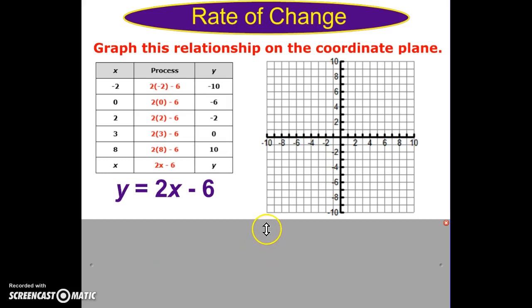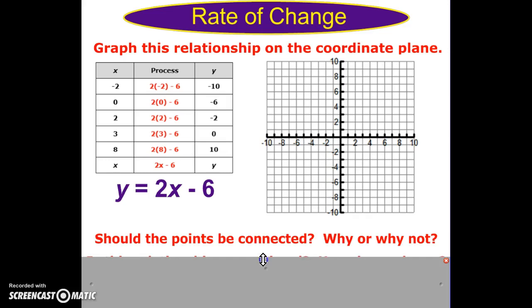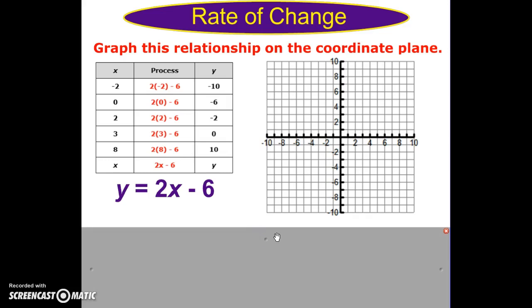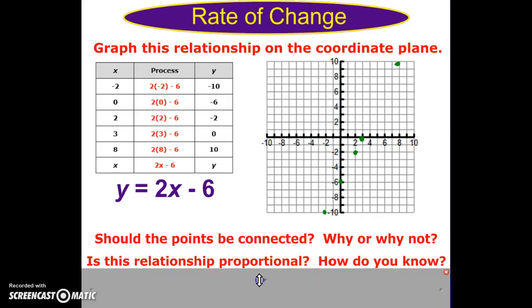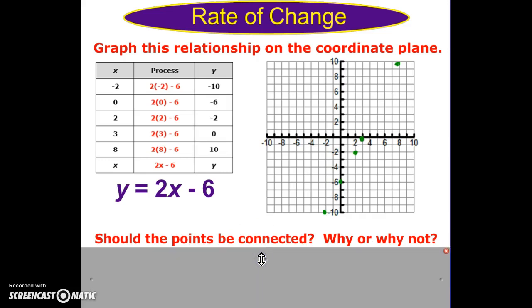Our next part asks us to graph it. So you guys know how to graph. Starting with the -2, -10, we find -2, -10. Go ahead and continue graphing. So you should have dots that look like this. Your next question says, should the points be connected? Why or why not?